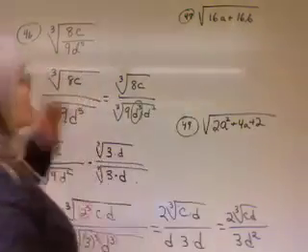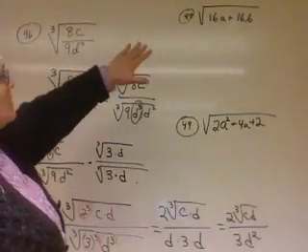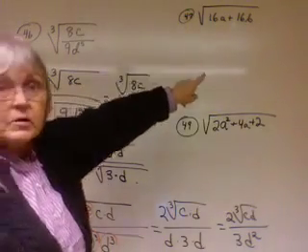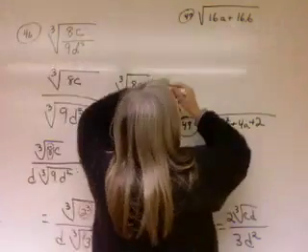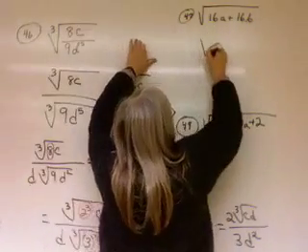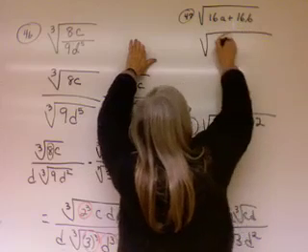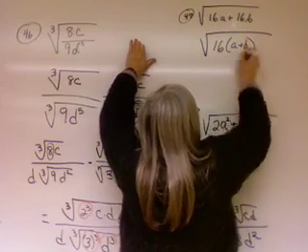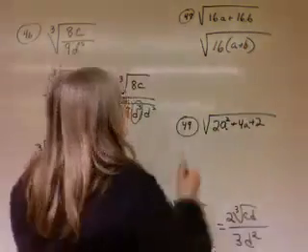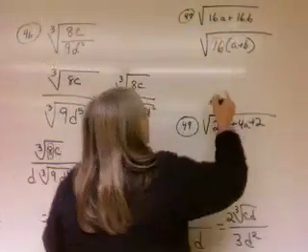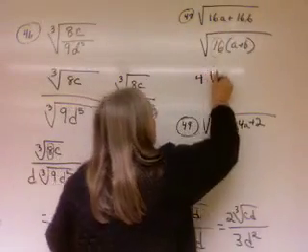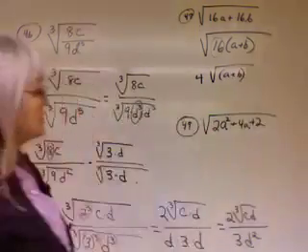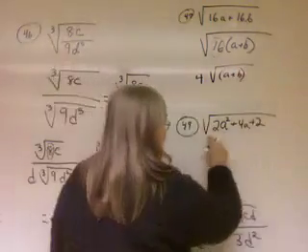This, it looks like 16 has a perfect square, 4 times 4. But that plus sign is a real problem. The only way you can take something out of this radical is to write it as a multiplication problem inside. I can do that by factoring 16 times a plus b. And then, do I have a perfect square in there? I sure do. 4 times 4 is 16, so 4 root a plus b.